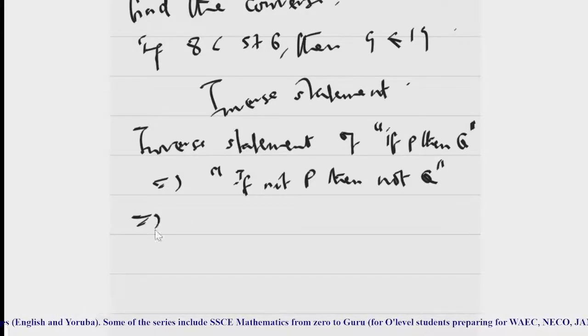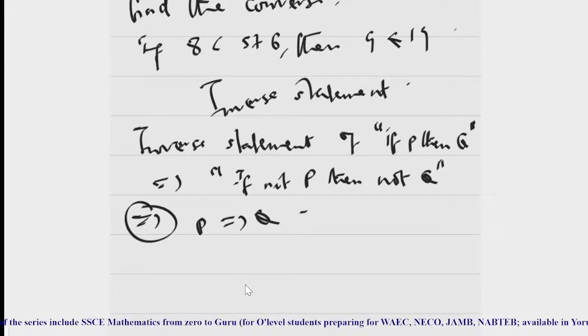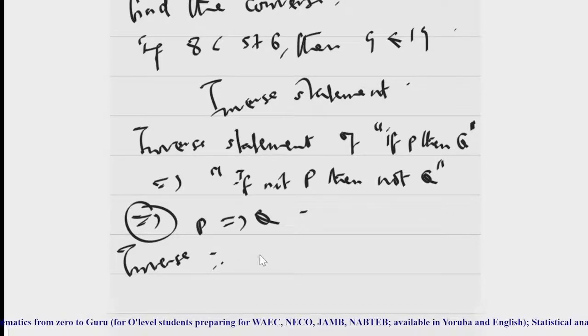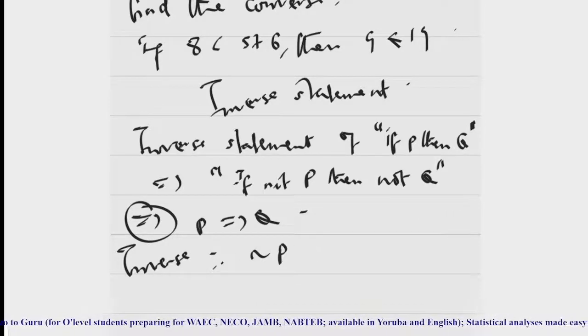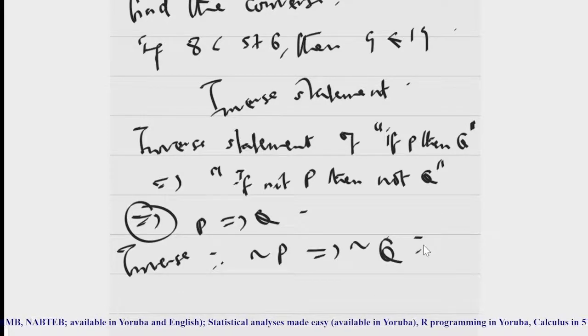In essence, if I have P implies Q, then the inverse will be not P implies not Q. That's emphasis. That is the negation of the statement P implies the negation of the statement Q. I hope you understand now.